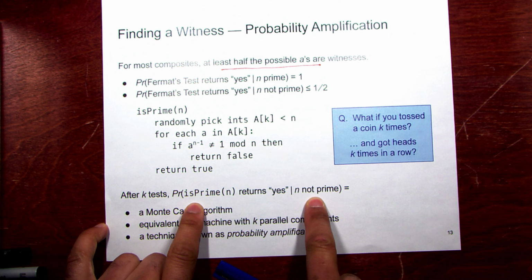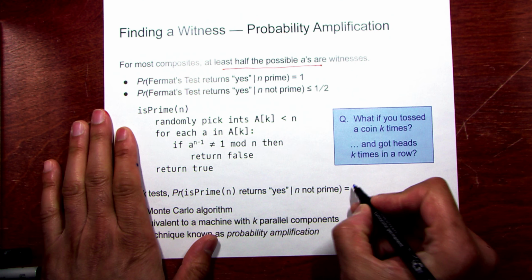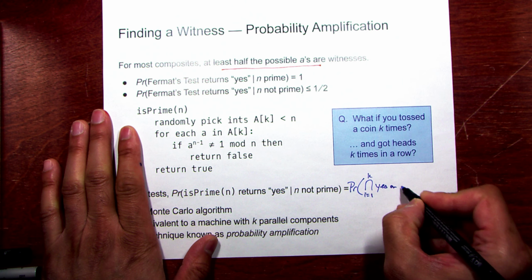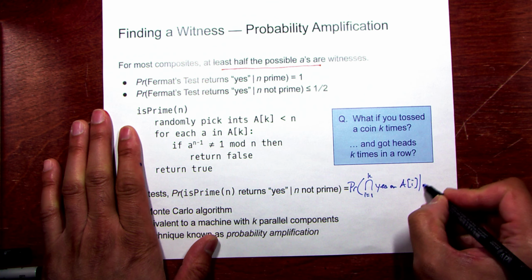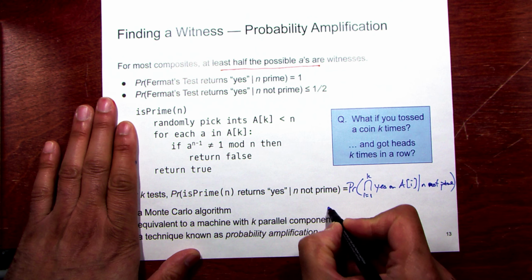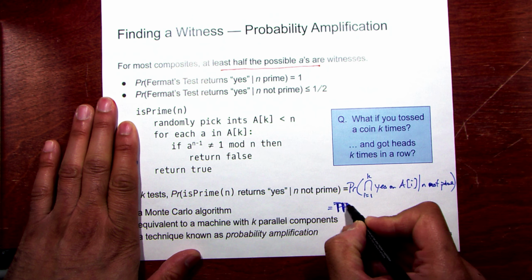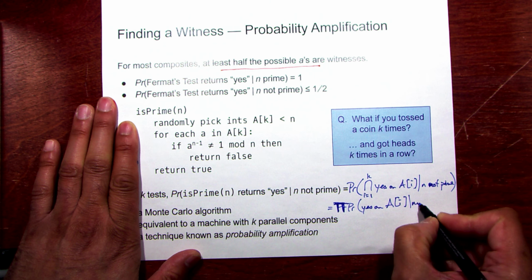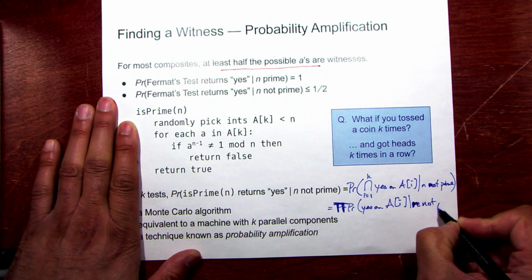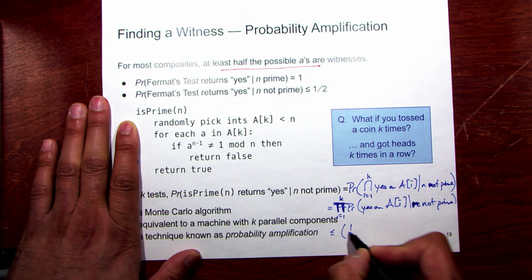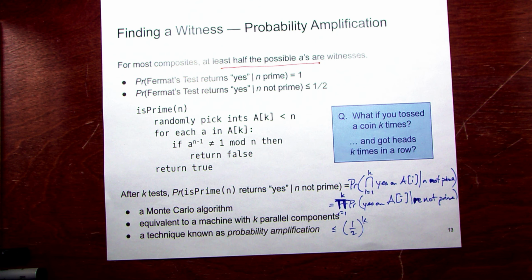They're all independent trials. So the probability that is-prime returns yes equals the probability that all k trials return yes on a_i, and n is not prime. Because they're independent, this is the product of all the probabilities of yes on a_i. And this is a half times a half times a half times a half, k of them there. So 1 over 2 to the k.